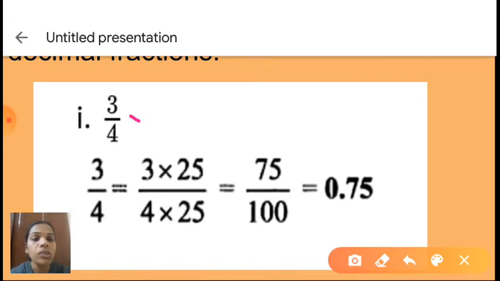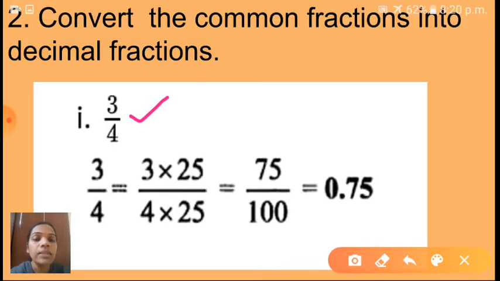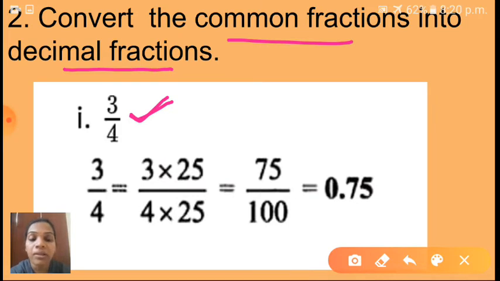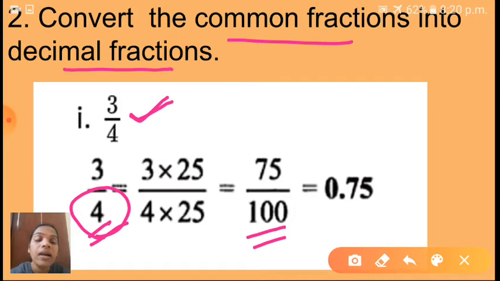So here first one is what? 3 upon 4. So see here children, this is the common fraction. Already I told, if you want to convert that common fraction into a decimal fraction, the denominator of the common fraction should be 10 or a power of 10. That means 10 or 100 or 1000, like that number only we want. Isn't it children? Then only we can convert into a decimal fraction. So here 3 upon 4 is there. We can't convert. Isn't it children? But here, this 4 we have to convert into 10 or 100, like that.